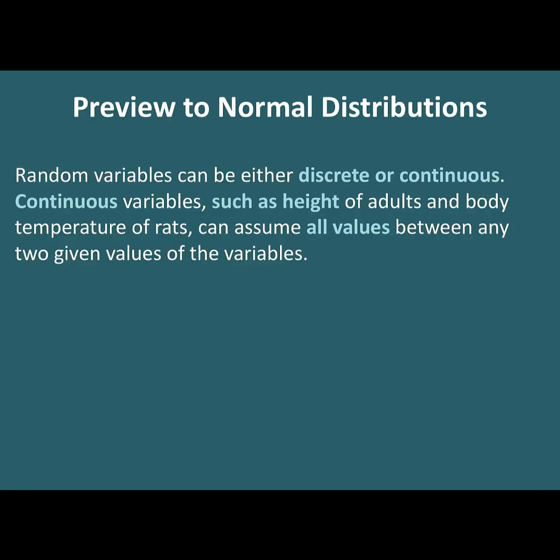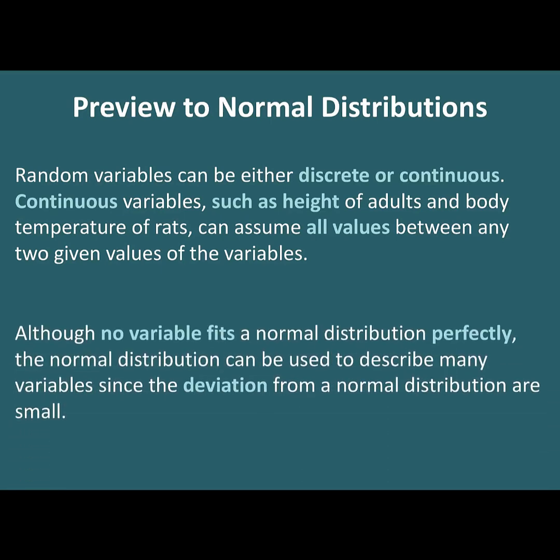Let's go ahead and look at a preview to normal distributions. Random variables can be either discrete or continuous. Continuous variables, such as height of adults and body temperature of rats, can assume all values between any two given values of the variables. Although no variable fits a normal distribution perfectly, the normal distribution can be used to describe many variables since the deviations from a normal distribution are small.